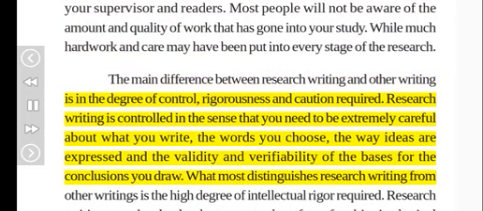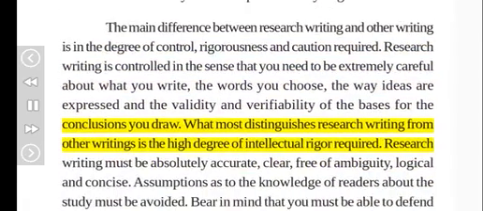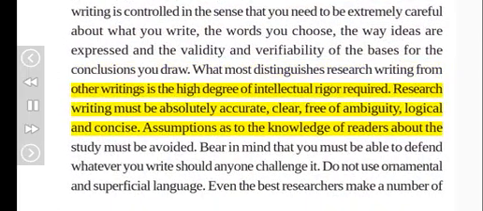Research writing is controlled in the sense that you need to be extremely careful about what you write, the words you choose, the way ideas are expressed, and the validity and verifiability of the basis for the conclusions you draw. What most distinguishes research writing from other writings is the high degree of intellectual rigor required. Research writing must be absolutely accurate, clear, free of ambiguity, logical, and concise.